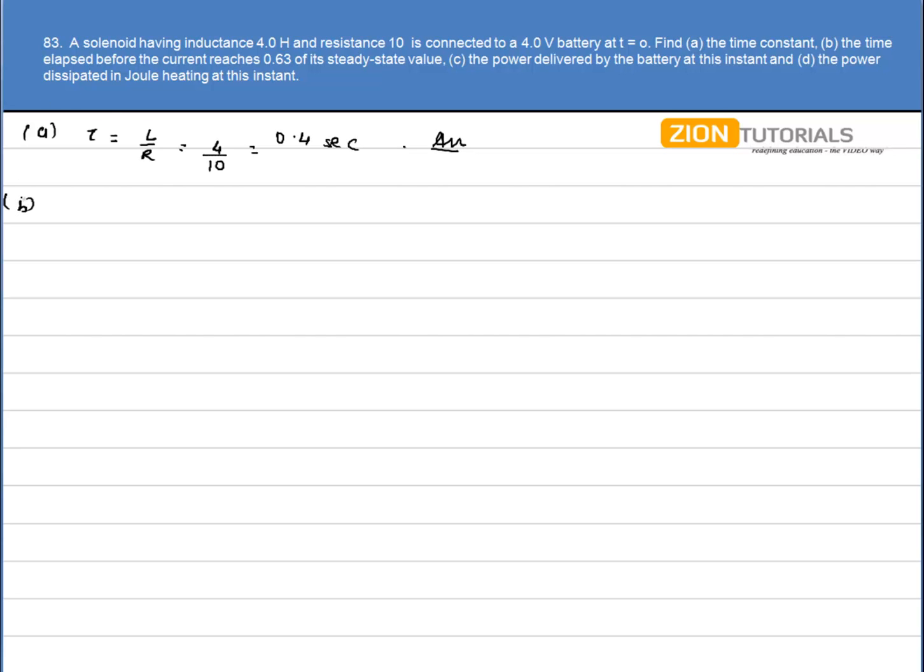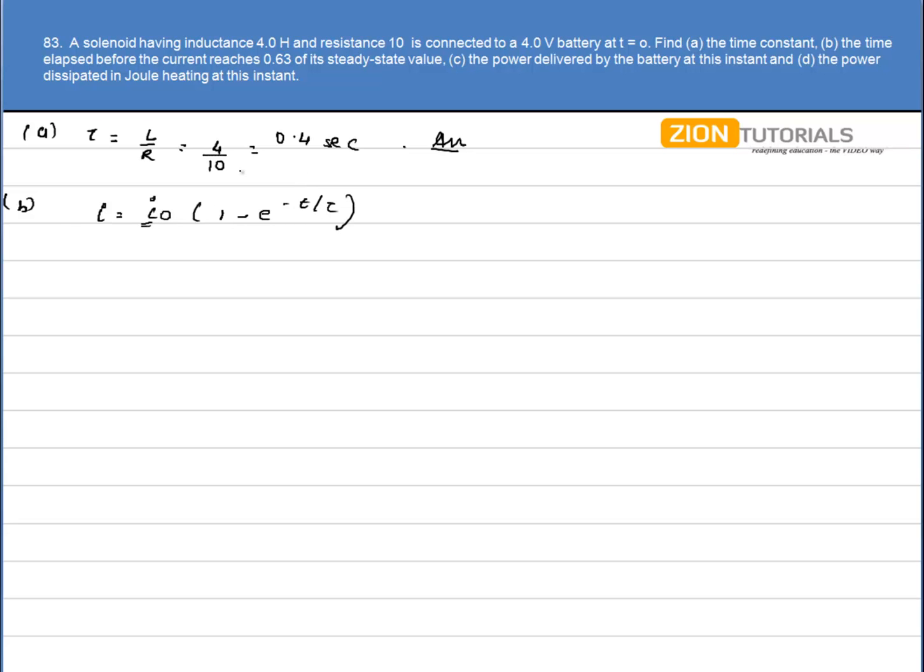In second part, we need the time elapsed before the current reaches 0.63 of its steady state value. Now one thing is clear, that we have inductance, we have resistance, a battery is connected to it, so obviously charging will take place of the inductance. Fine. And in case of charging, we know that the current in the circuit is given by I is equal to I naught 1 minus e to the power minus t by tau, where I naught is the peak current.